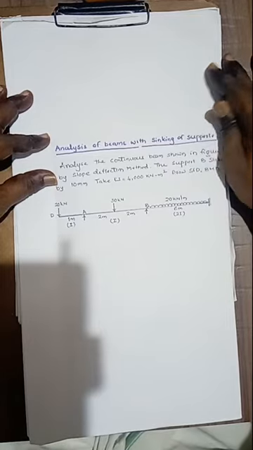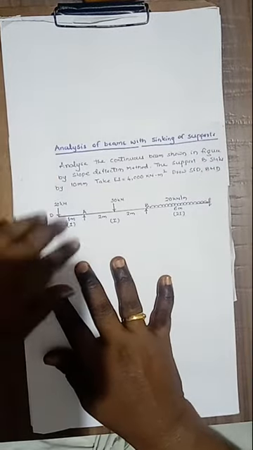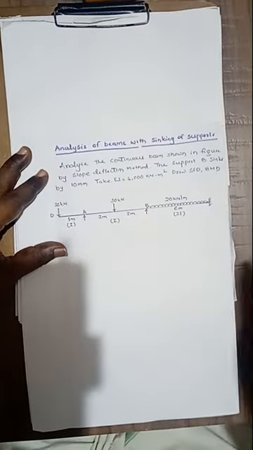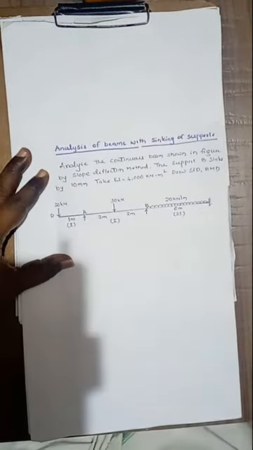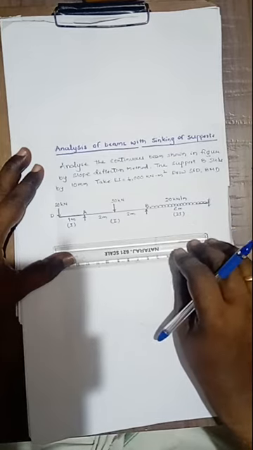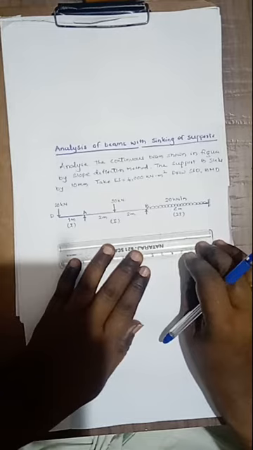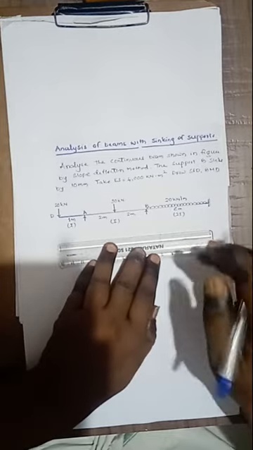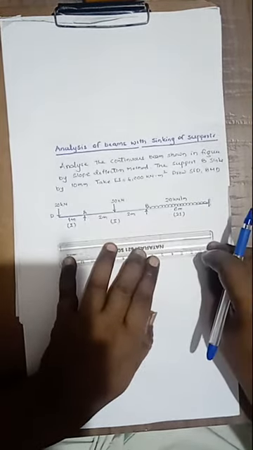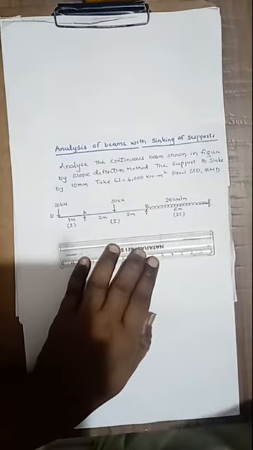In this problem, the support B sinks by 10 millimeter and the flexural rigidity EI is given. First we have to find the settlement of the support. The first step is the calculation of the sinking in each span.